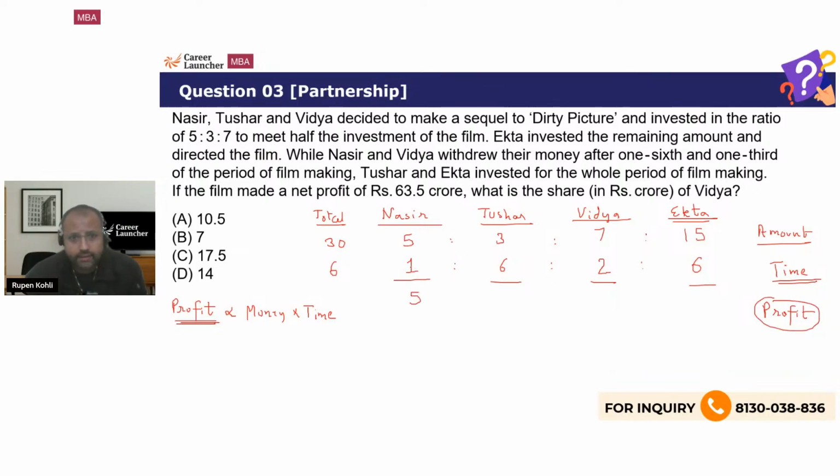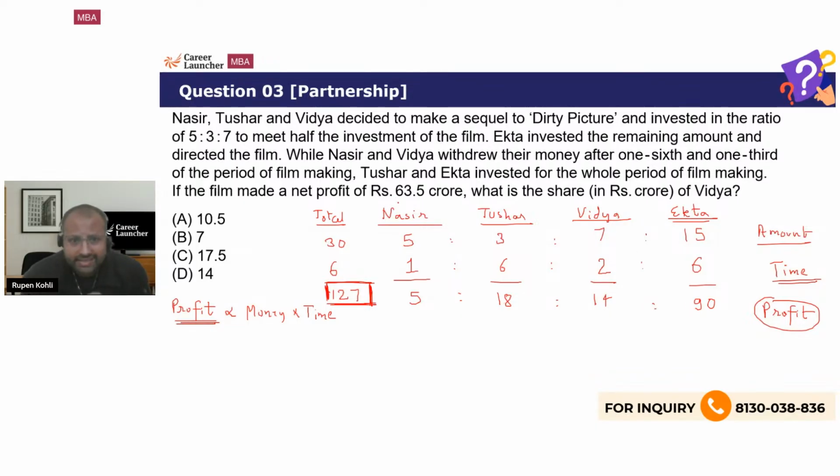That comes to be 5 into 1, 5, ratio 3 into 6, 18, ratio 7 into 2, 14, ratio 5 is to 15 into 6, 90. The total of which is 18 plus 5, 23, 23 plus 14, 37, 37 plus 90, 127. So now, if the profit was 127 units, each one would have got 5, 18, 14, and 90 units respectively.